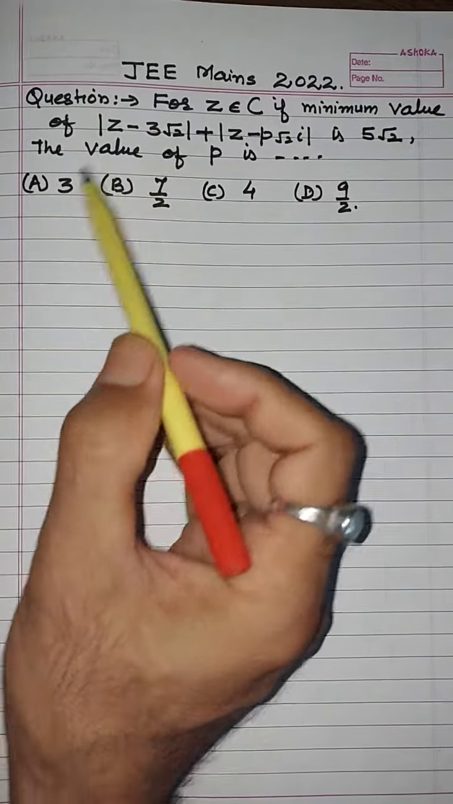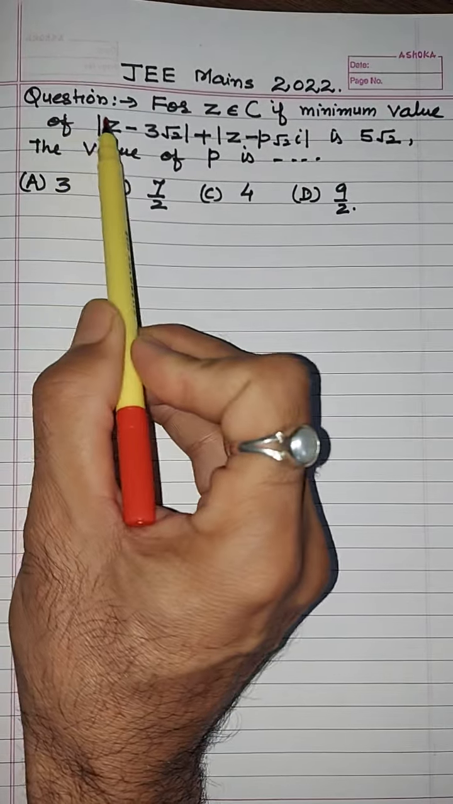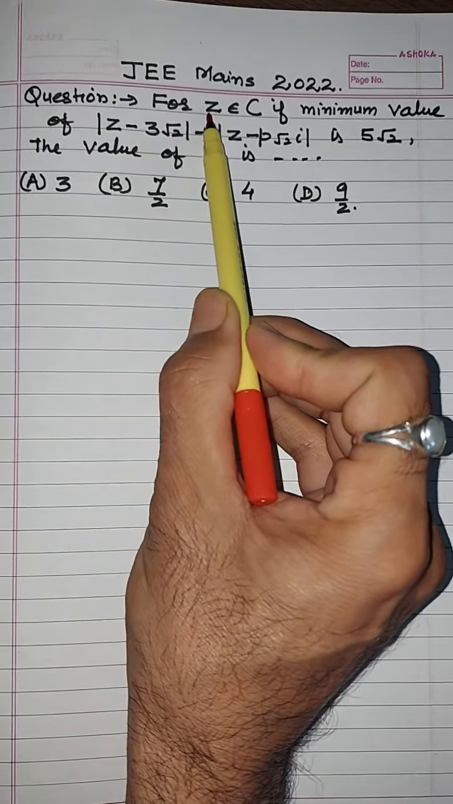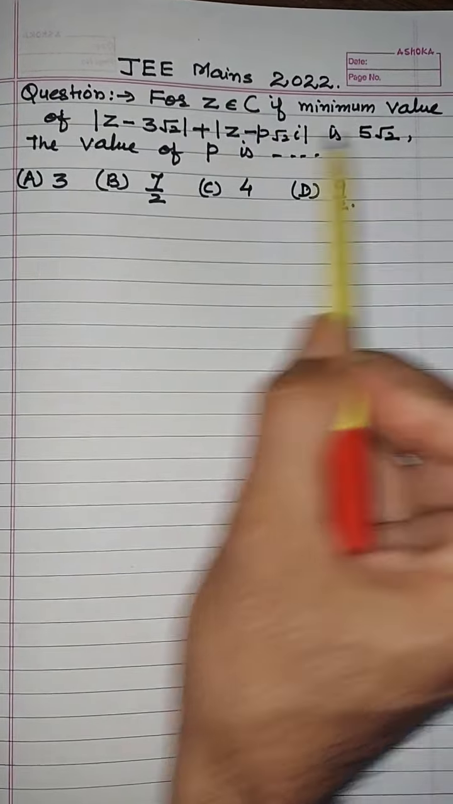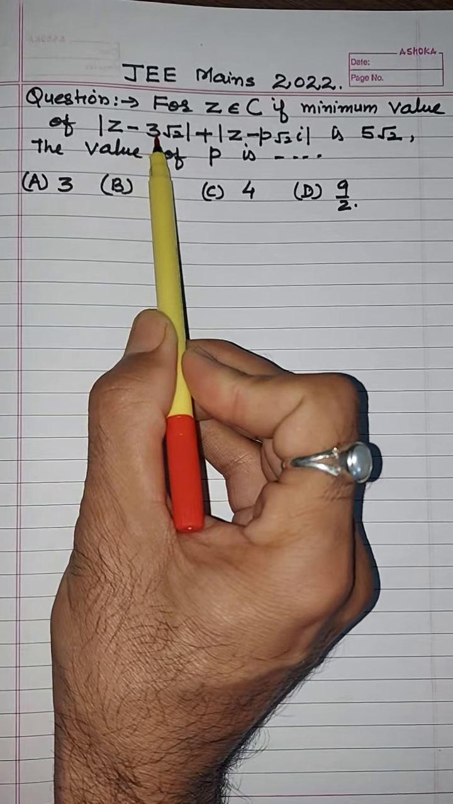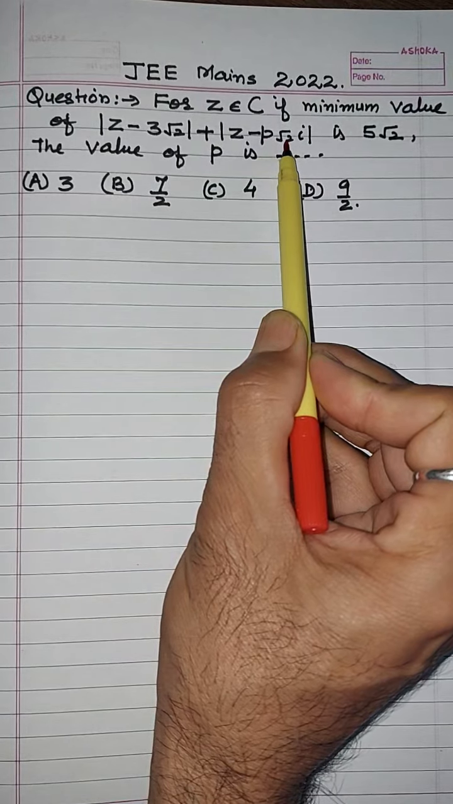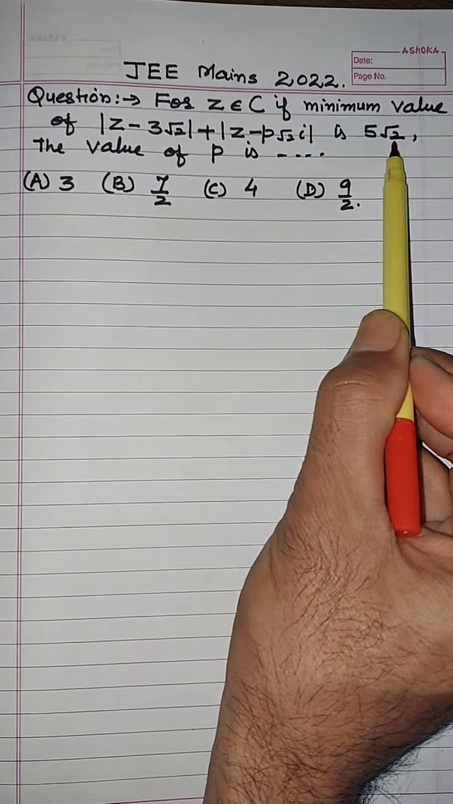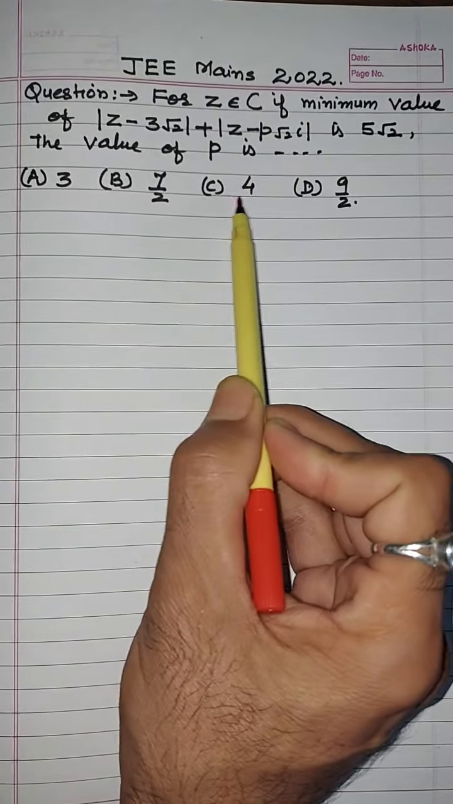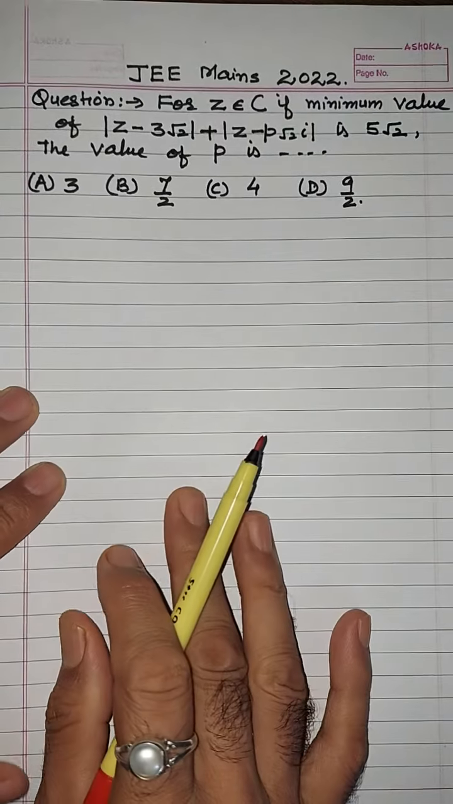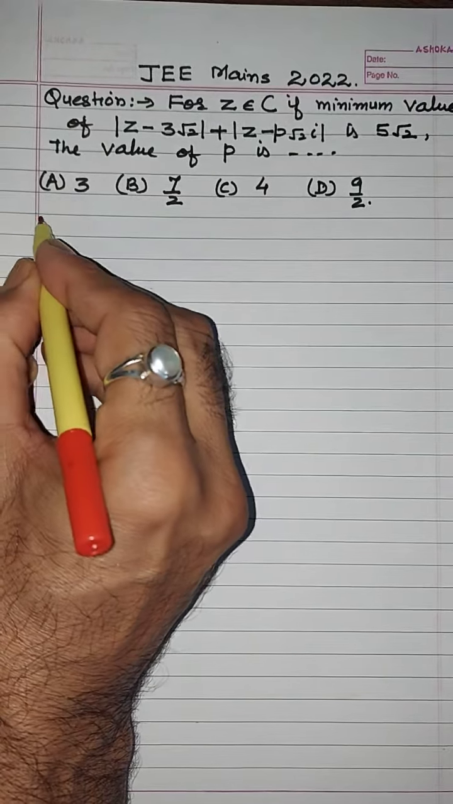Here is one problem which was asked in JEE Main 2022. The question is: for any complex number z belonging to the set of complex numbers C, if the minimum value of modulus of z minus 3 root 2 plus modulus of z minus p root 2 iota is 5 root 2, then the value of p is: option A is 3, B is 7 upon 2, C is 4 and D is 9 upon 2.